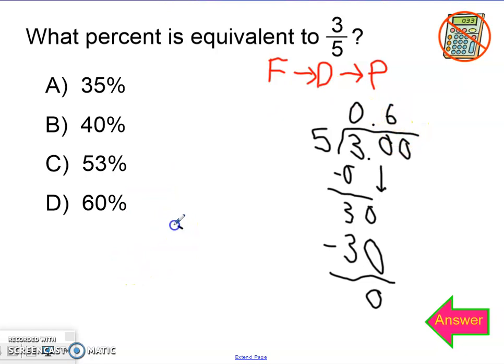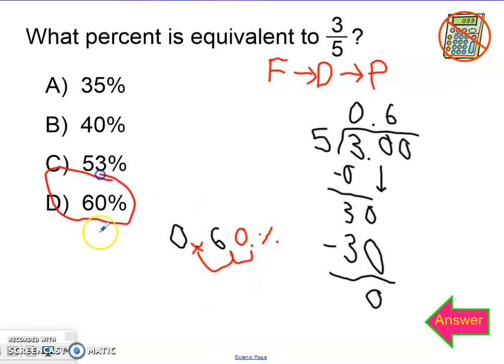Now to change this decimal to a percent, I'm going to take the decimal point and I'm going to move this decimal point 2 places to the right. 1, 2. So this is where my new decimal would go. I'm going to go ahead and cross it off, and I need to fill in my empty place values with a 0 and then add my percent sign. So 0.6 is equal to 60%, which would be choice D.